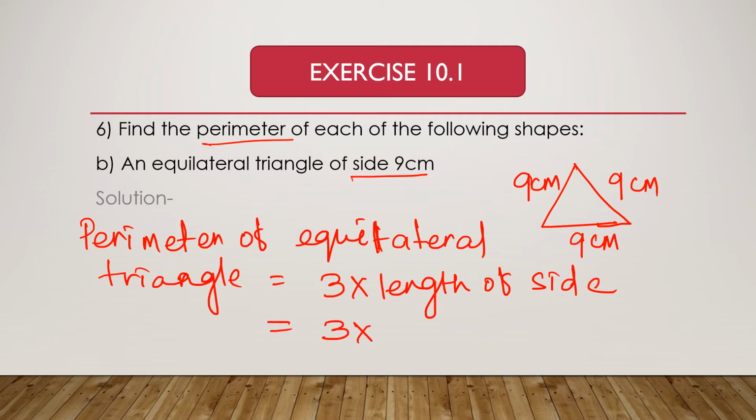We multiply with 9 cm, that is 27 cm. Or you can add these 3 sides, that is 9 cm plus 9 cm plus 9 cm, that is 27 cm. So perimeter of equilateral triangle is 3 multiplied by length of the side, that is equal to 3 multiplied by 9 cm, that is 27 cm. So perimeter of the equilateral triangle of side 9 cm is 27 cm.